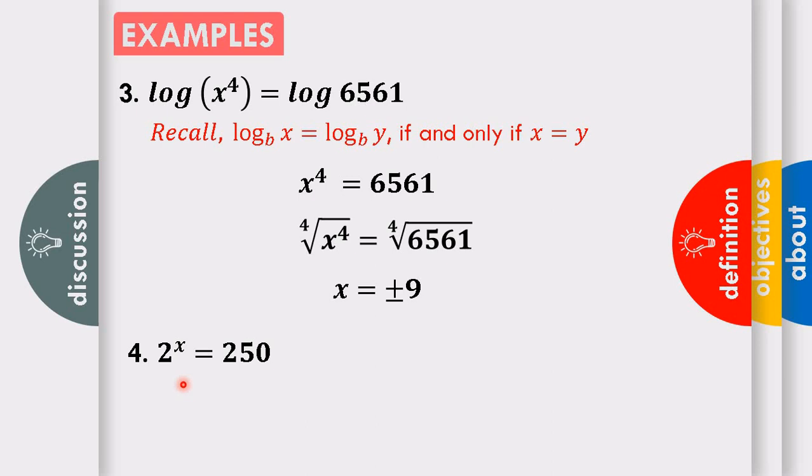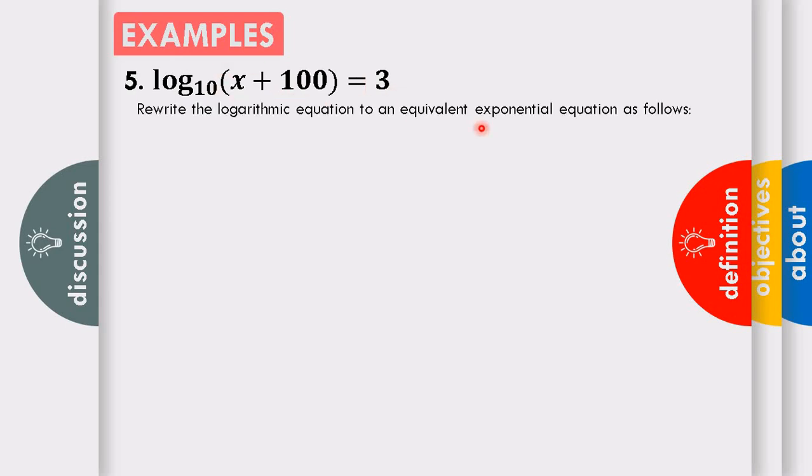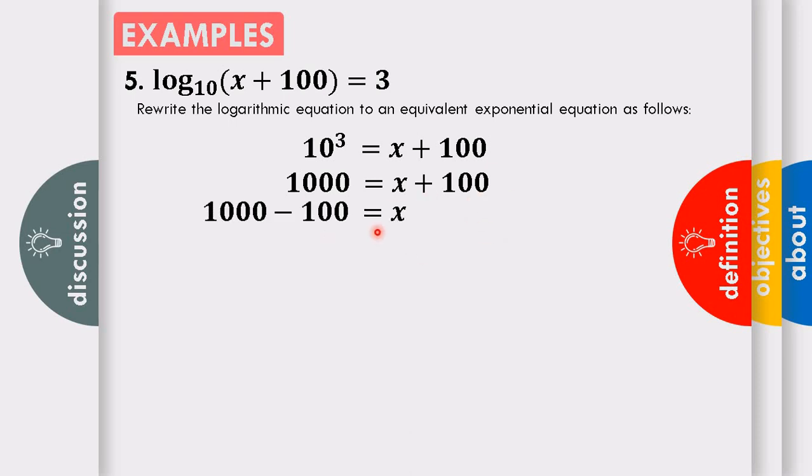So number 4, we have 2 raised to x equals 250. Okay, so in this kind of problem, we just need to rewrite it into a logarithmic form. And that's it. So x equals the logarithm of 250 to the base 2. So next example, the logarithm of x plus 100 to the base 10 equals 3. So write the logarithmic equation into an exponential one. So we have 10 raised to 3 equals x plus 100. Okay, so 10 raised to 3 is 1,000. So transpose 100. So we have 1,000 minus 100 is equal to x.